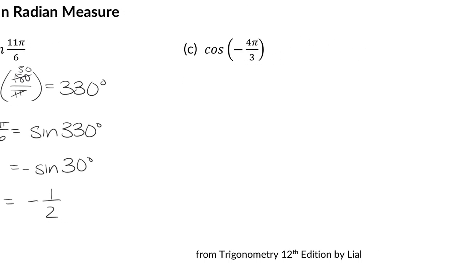Our last example for today, because our notes are pretty short, is cosine of negative 4 pi over 3. Okay, we need to figure out negative 4 pi over 3 in degrees. So we convert it to degrees.